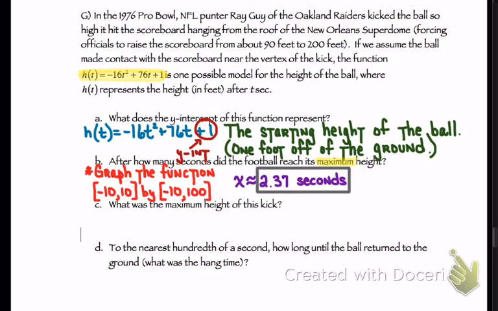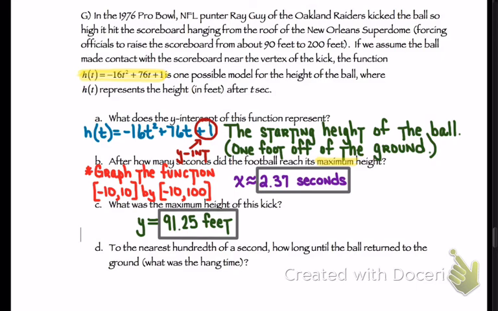What was the maximum height of this kick? Voila, we already have it on our graphing calculator. The height is the Y value that's on your screen right now. So I know the Y value is 91.25 feet. Letter D, to the nearest hundredth of a second. Hundredth is 2 decimal places.